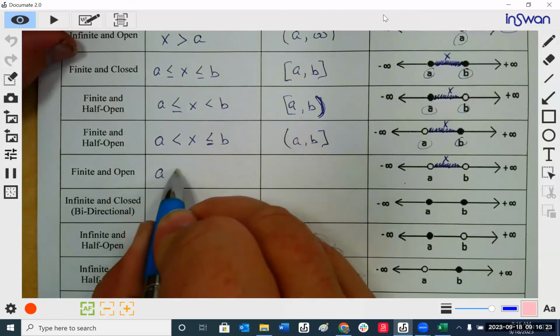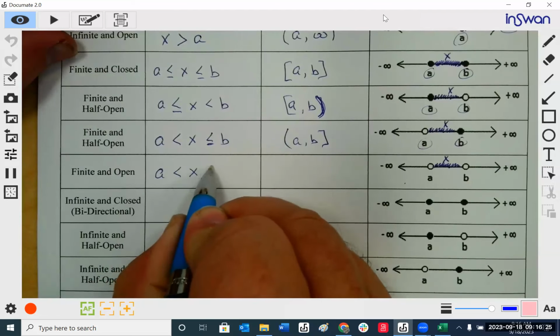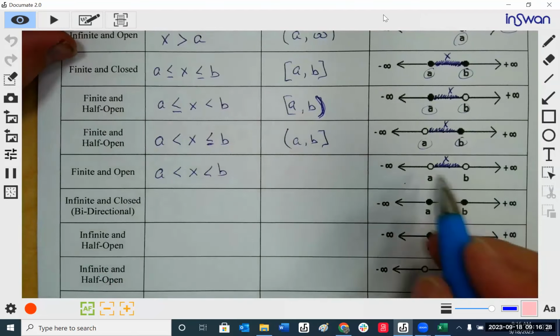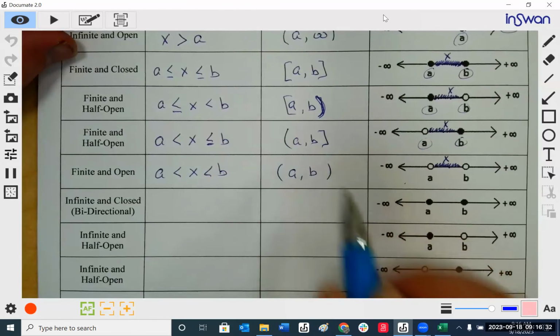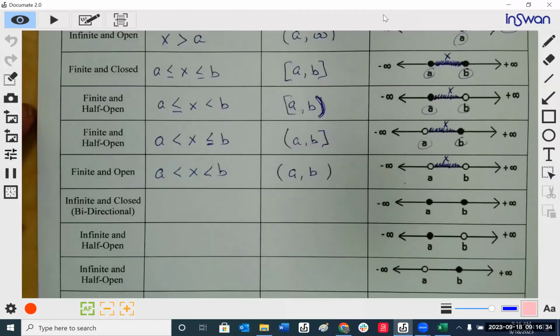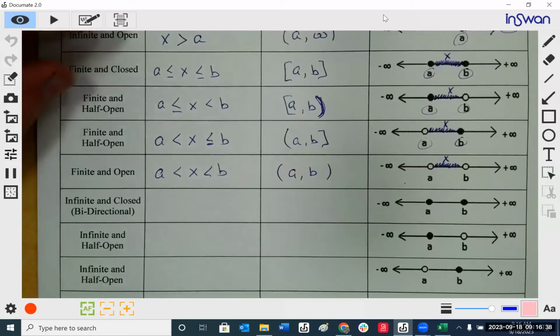So here we have again, A is strictly less than X, which is strictly less than B. They're both open, and it goes from A to B. Pretty easy. Don't let that fool you, because a lot of mistakes happen here because of that.